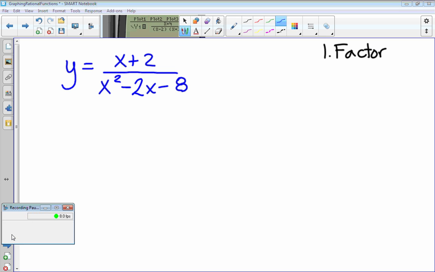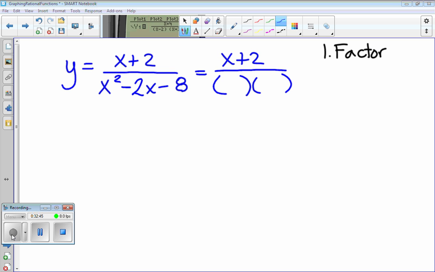Now it's factorable: x minus 4, x plus 2. When we factor it, we get x plus 2 in the numerator, still there, and the denominator factors to x minus 4, x plus 2. Remember, the two numbers when we factor have to multiply to be negative 8 and add to be negative 2. That would be negative 4 and positive 2. Do you agree? They add to be negative 2, multiply to be negative 8. So what do you notice about my factor?